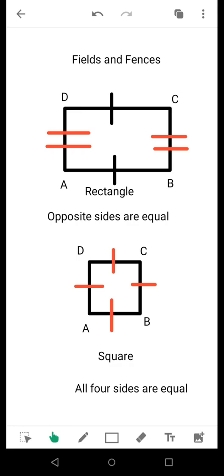Now, coming to a square. As you can see, all the four sides of a square are equal. That means if I consider the square as ABCD, then AB equals BC equals CD equals DA. That means all the four line segments are of equal length.